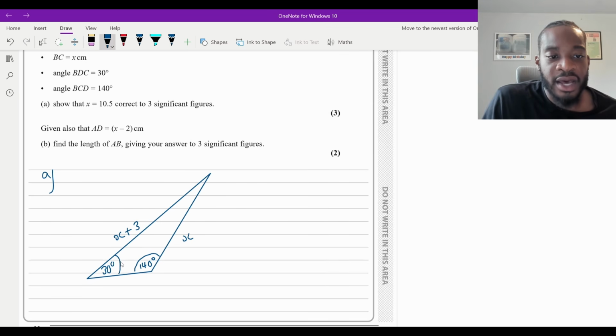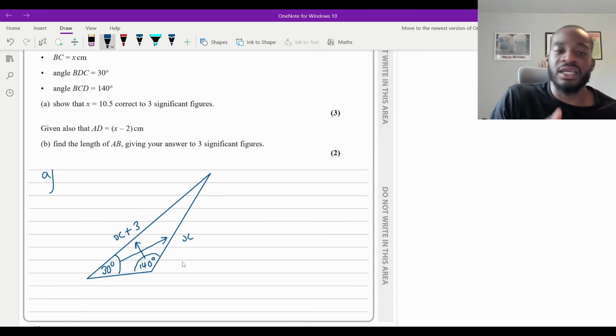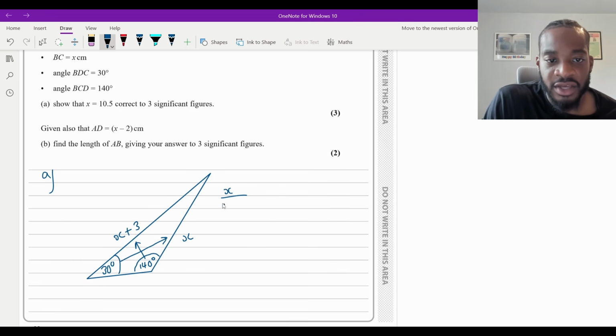I've got this angle here and I've got the opposite side. And I've also got this angle on that opposite side, right? This is a classic indicator of the sine rule. So you're just going to use the sine rule. A over sine A is equal to B over sine B and so on. So it's going to be x over sine 30 equal to x plus 3 over sine of 140. And I just need to figure out what x is.